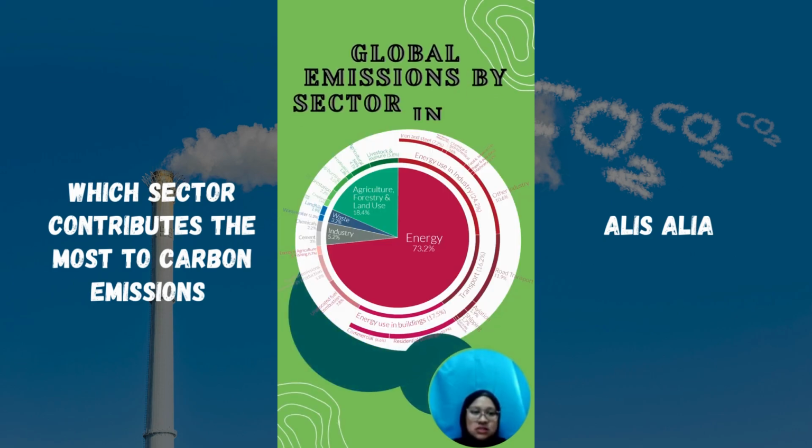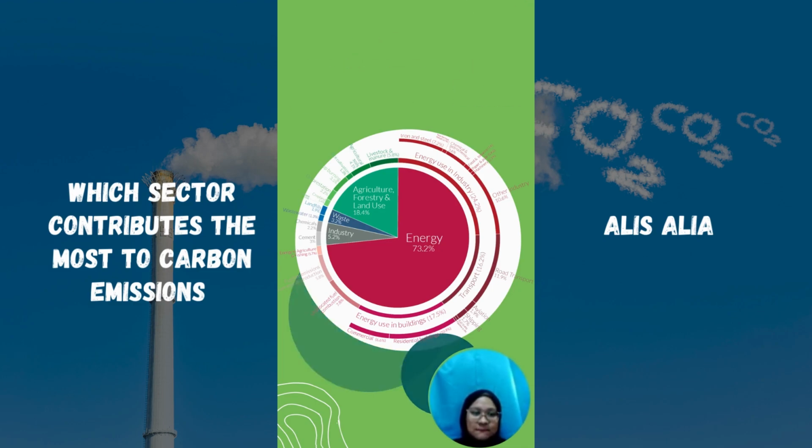In 2016, global greenhouse gas emissions were most contributed by the energy sector, which is 73.2%, followed by agriculture, forestry and land use, 18.4%, followed by the industry sector 5.2%, and the least contributor sector was waste, which is as much as 3.2%.